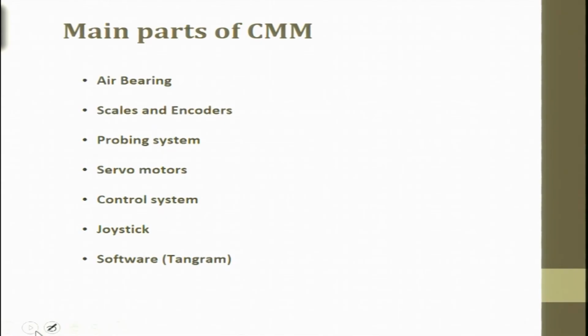The main parts of CMM are air bearings. I will show these parts there. We have pneumatic bearings here. Then scales and encoders, probing system, servo motors which make the parts move. Control system is there, joystick is there, software is there, and the software that we use here is Tangram software.